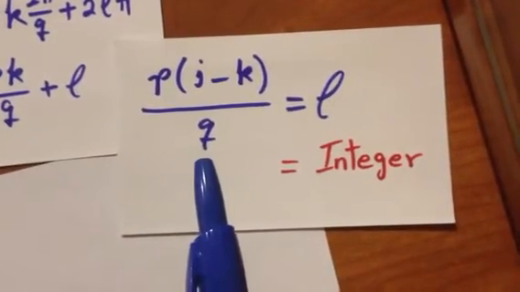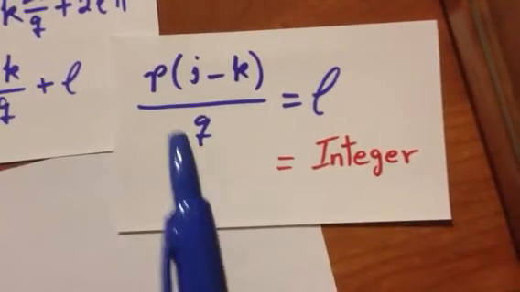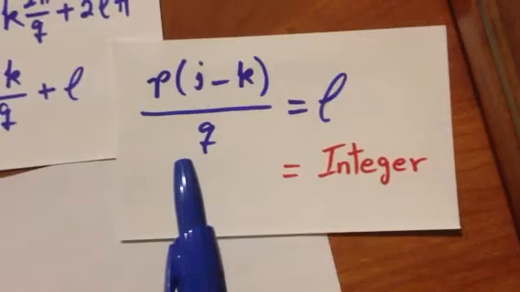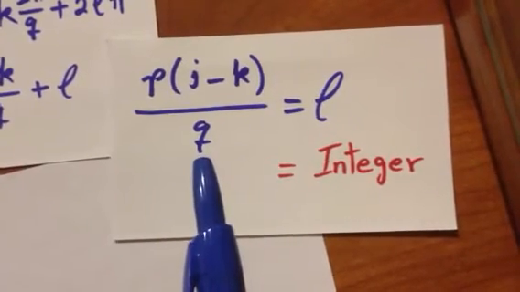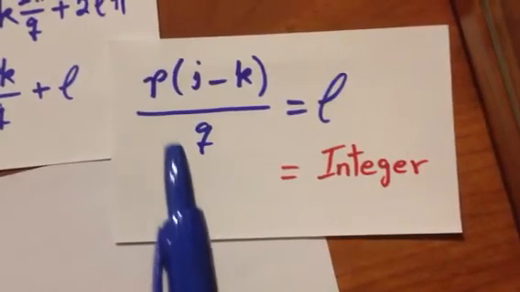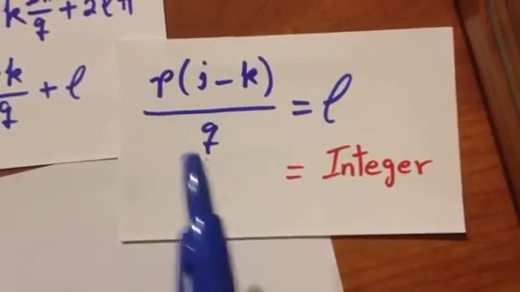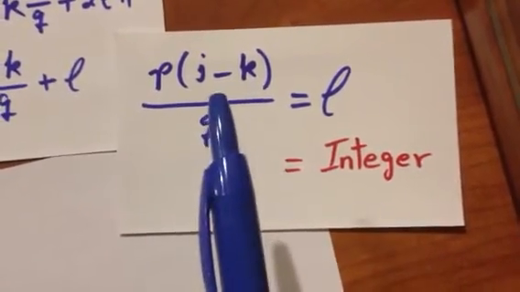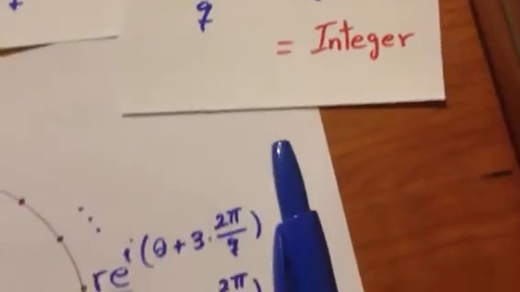So we know that q and p are relatively prime. So the only factor of q that divides p is 1. Therefore, the whole q must divide j minus k. And what's wrong with that?